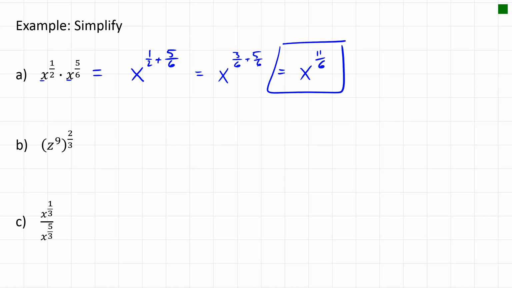In part B, we have z to the power of 9 to the power of 2 over 3. So it would be z to the power of 9 times 2 over 3. And my 3 will cancel with part of that 9, leaving me with 3. So that would be z to the power of 3 times 2, or 6.